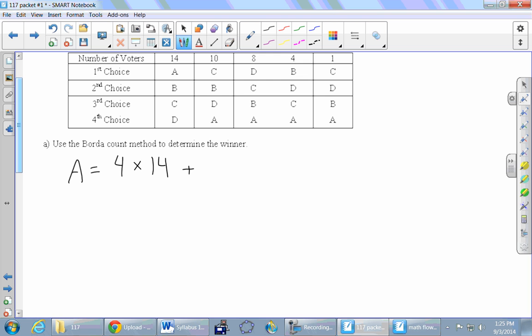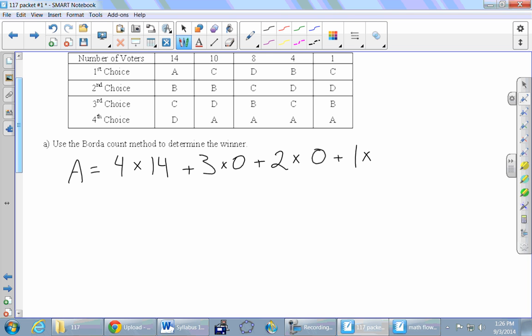But now we've got some votes that we haven't looked at yet. Second place votes, we didn't care about them until now. How much is each second place vote worth? 3 is good. And now we're looking in the second row, and we're going to grab all the A's that we see. How many? None. So A gets no points for second place votes. I mean, it would get 3 for each of them, but it doesn't have any. Okay. Next, how many points are worth third place votes? It's 2. And how many votes does A have in third place? None. And then last place votes are always worth 1.